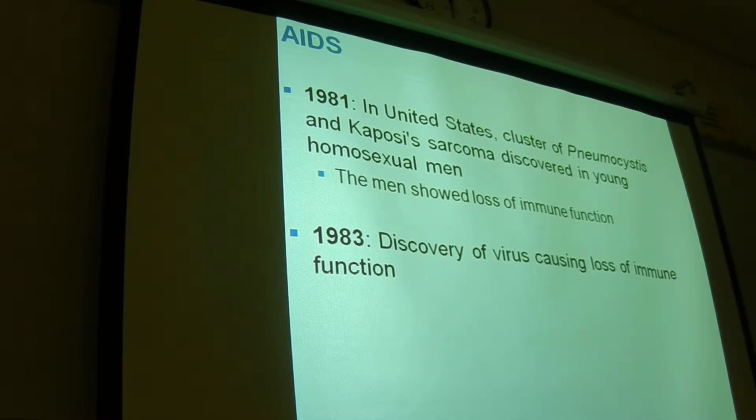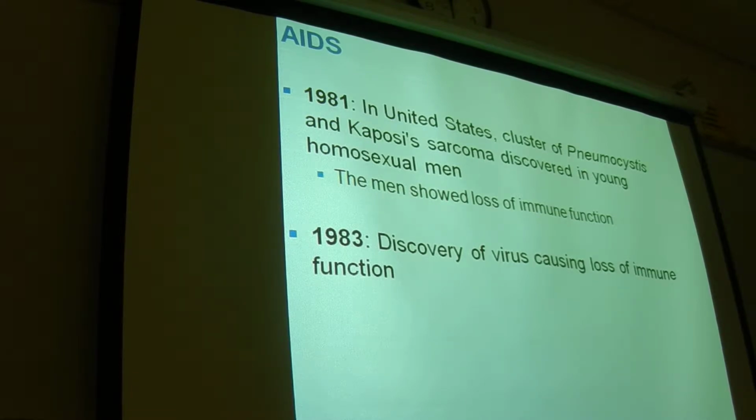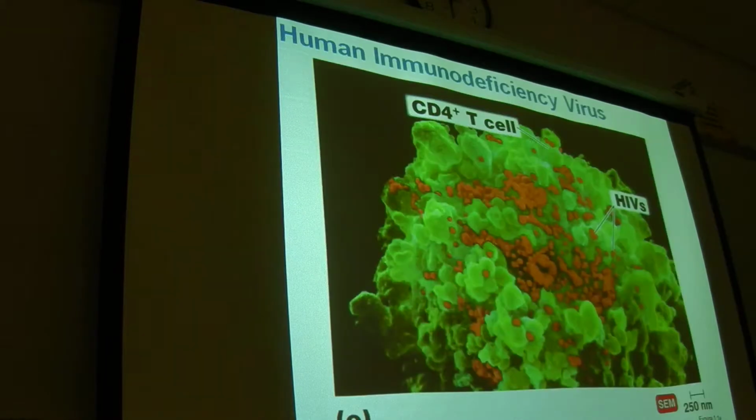When they looked a little bit closer at these men, they saw their immune function. So they took out some of their immune cells, and they did some tests on them, and they found out their immune cells weren't functioning properly, and they had low numbers of immune cells. And it took a couple years, but eventually they discovered the virus that they thought was causing this immune dysfunction, and they labeled that human immunodeficiency virus, or HIV.